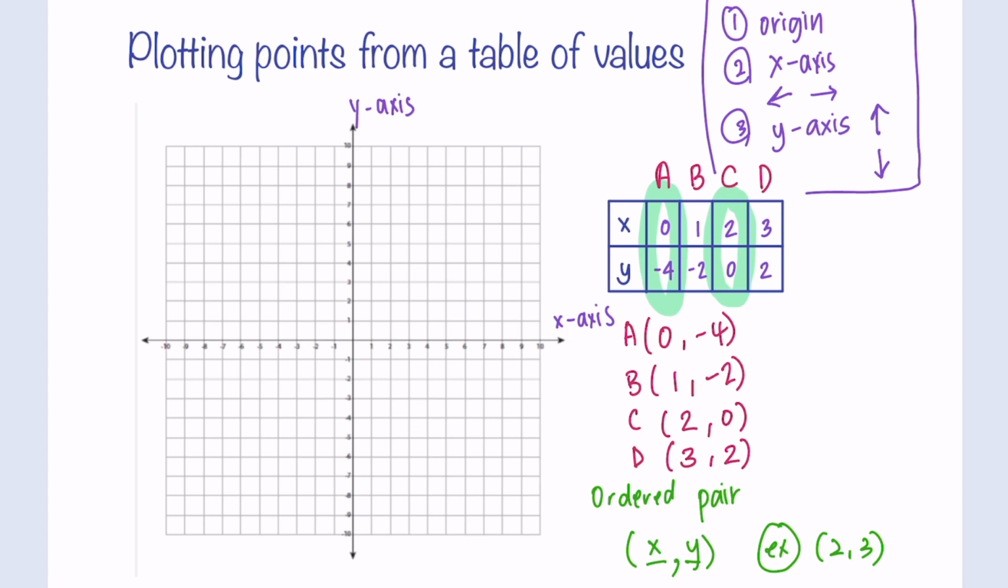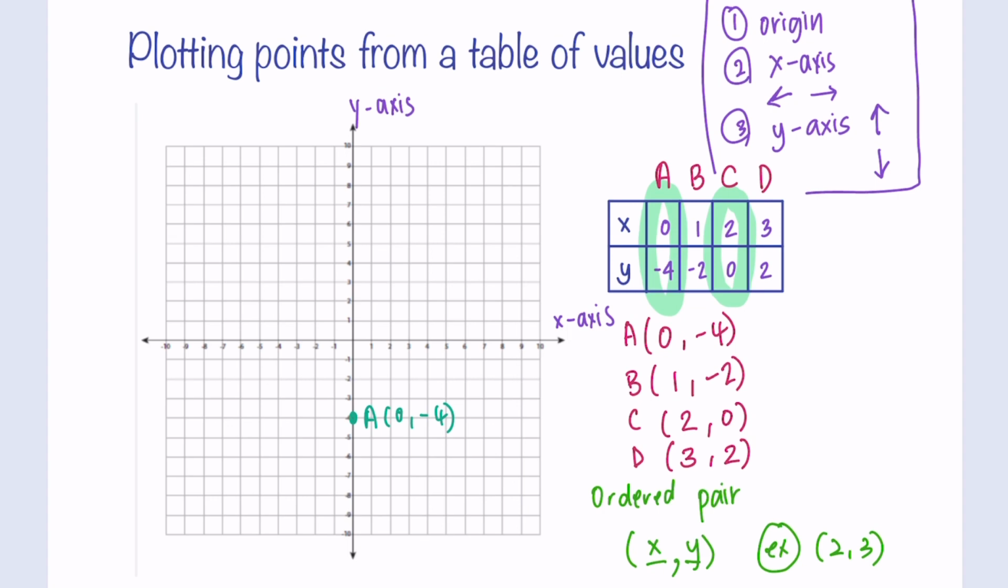Now, starting at the origin, for the x, it's 0. So I cannot move to the left or right, but I have to stay on the x. Then for the y, it is -4. Because this is a negative, along the y, I need to be moving 4 steps downwards. And so here is where point A is. This is point A, and the coordinates are (0, -4).